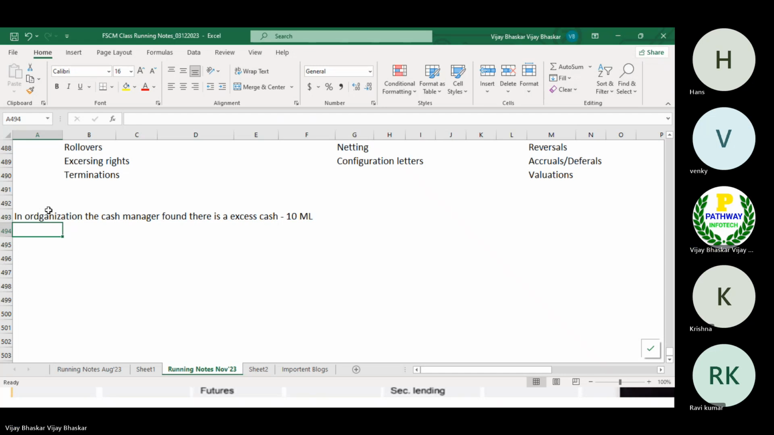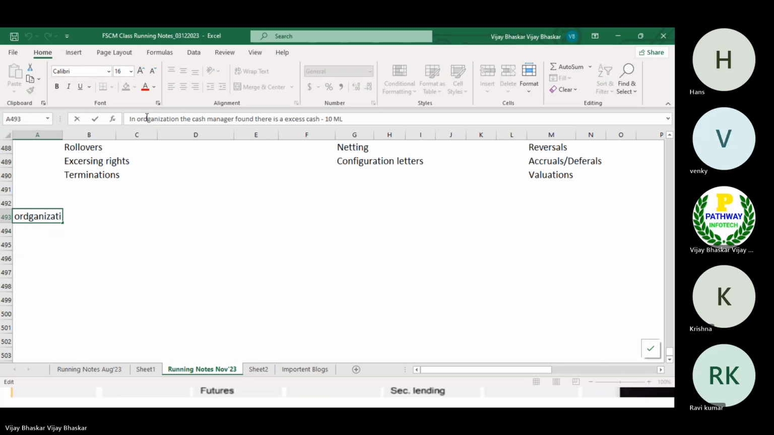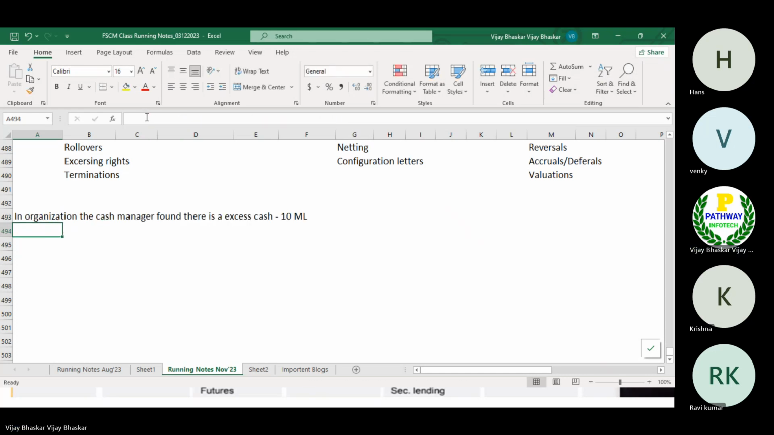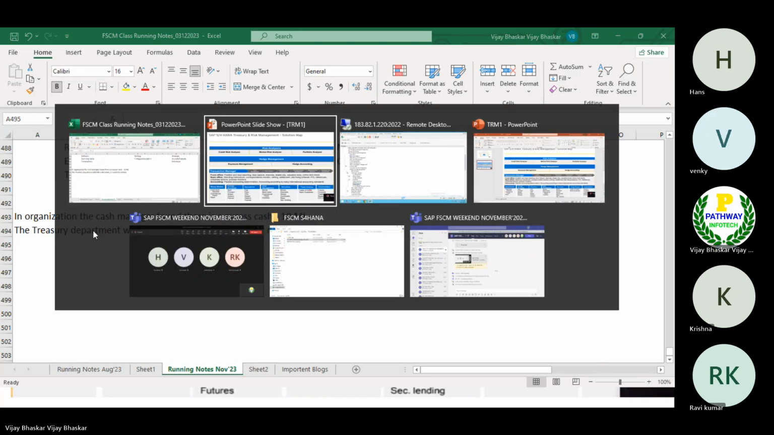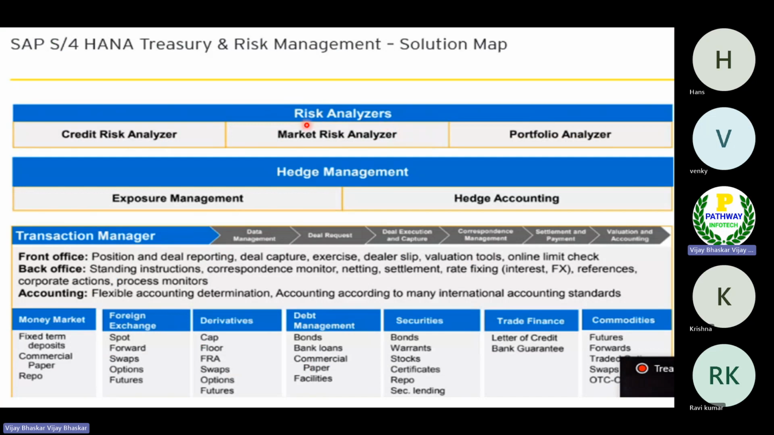Now, let's say the cash manager found that 10 million is excess cash. Immediately the Treasury Department will take a decision to invest the money. Now, in order to do the investment, the market risk analyzer will come into the picture.